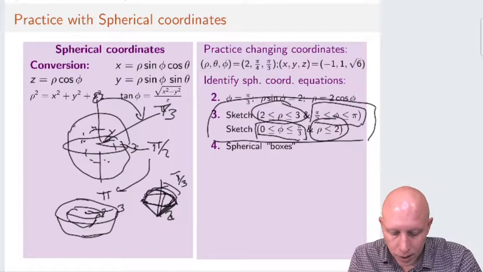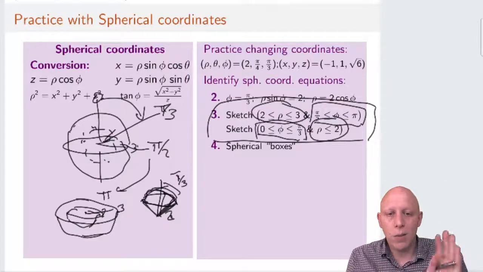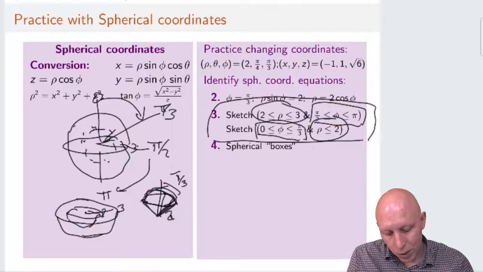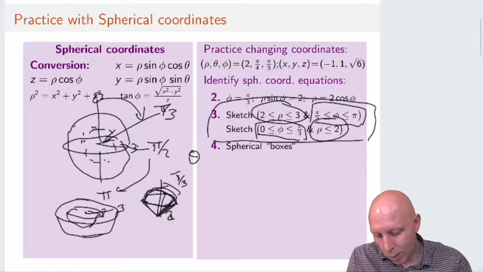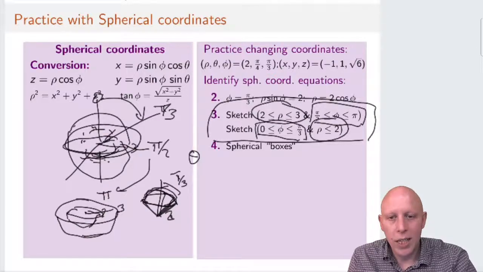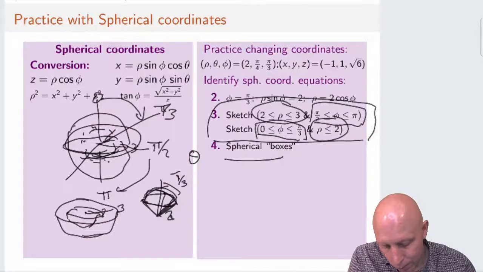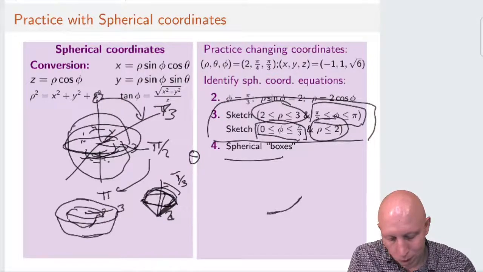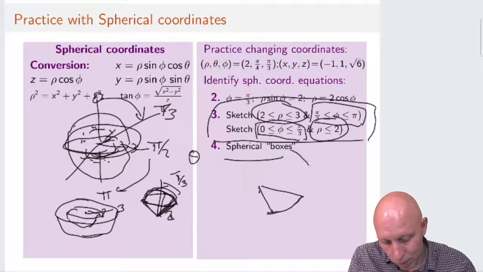And so that's talking about rho being in a range, and that's talking about phi being in a range. The only other thing we have to talk about is theta being in a range. And remember, theta is the angle around from the x-axis. So a spherical box is going to be something where you sweep out some angle in the theta direction, and you sweep out some angle in the phi direction, so maybe from here down to here.